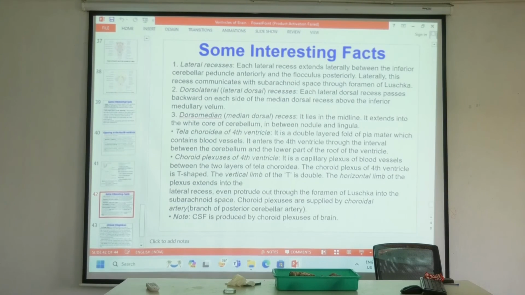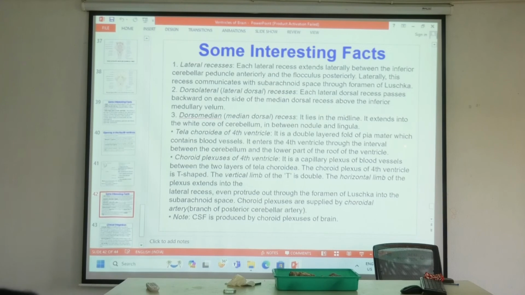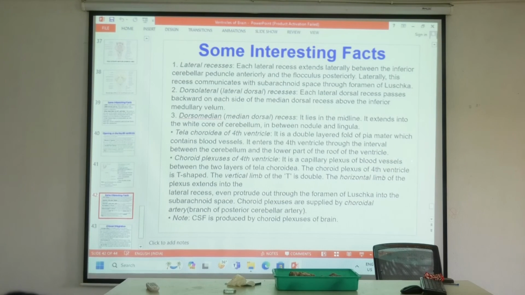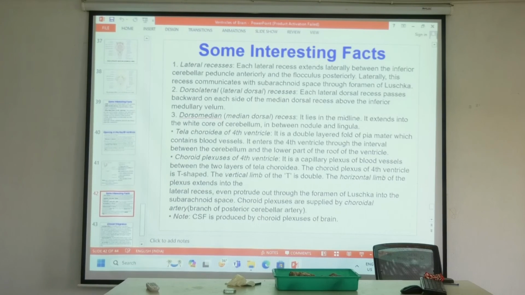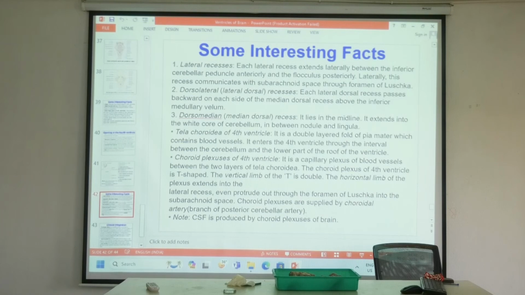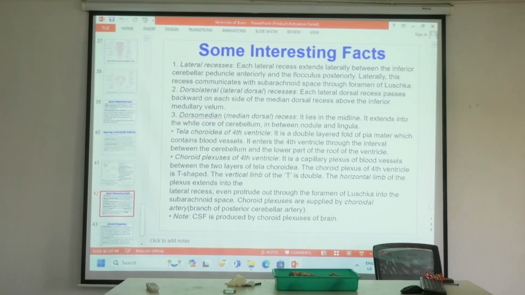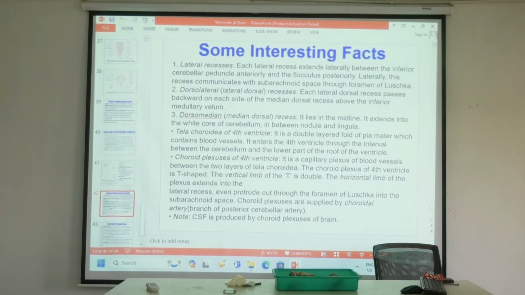Tela choroidea of the fourth ventricle. It is a double-layered fold of pia mater which contains blood vessels and enters the fourth ventricle through the interval between the cerebellum and the lower part of the roof of the ventricle. Next is the choroid plexus of the fourth ventricle. Sometimes it is asked as part of a long question: choroid plexus of all the ventricles, discuss it. You have to discuss where it enters, what blood vessels lie within this choroid plexus, the choroid plexus of the lateral ventricle, of the third ventricle, and of the fourth ventricle. Like this, all the points you have to write.